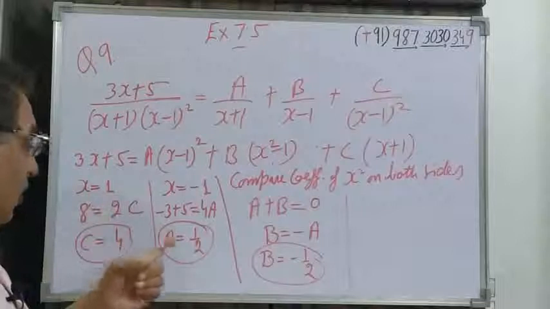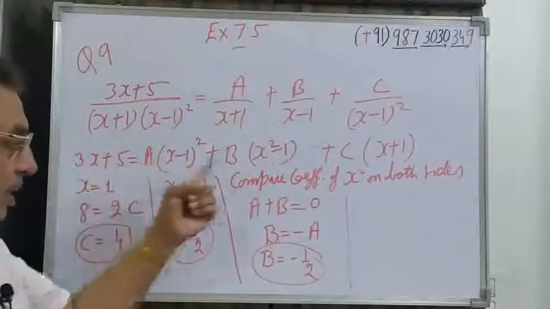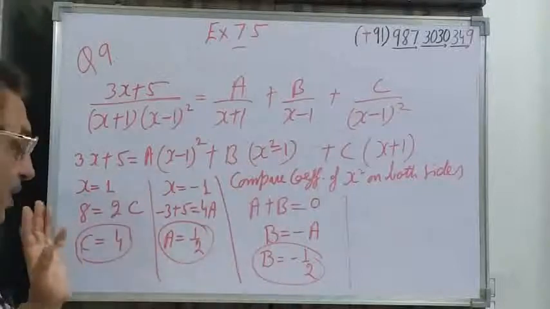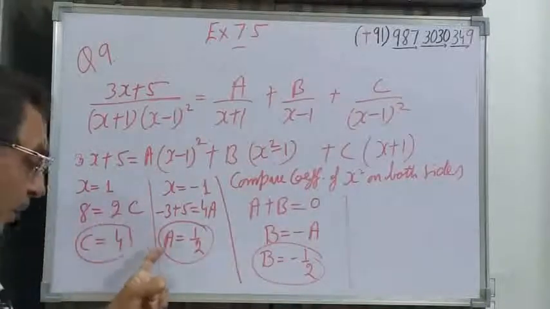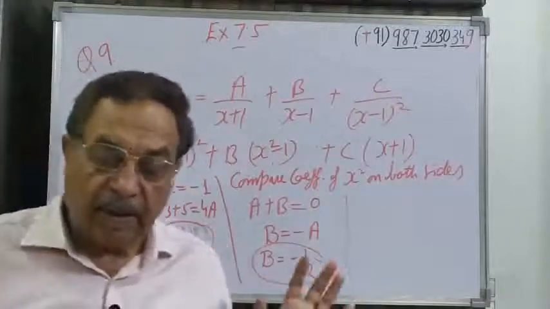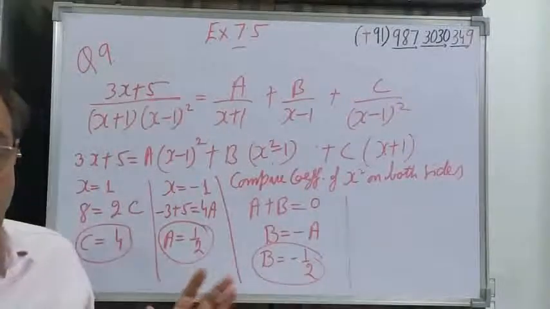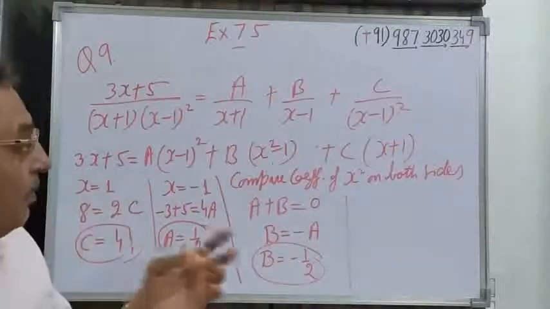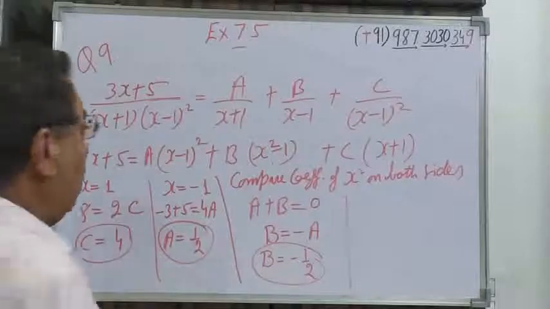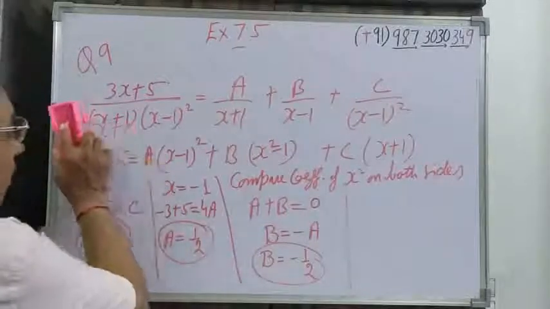So two values I am getting by reducing them to zeros, and then b I am getting by comparing the coefficients. In this way, I got the values of a, b, and c. All three values of a, b, c are now known to us. Now put these values here and integrate. For that, I will just see how it will be done.